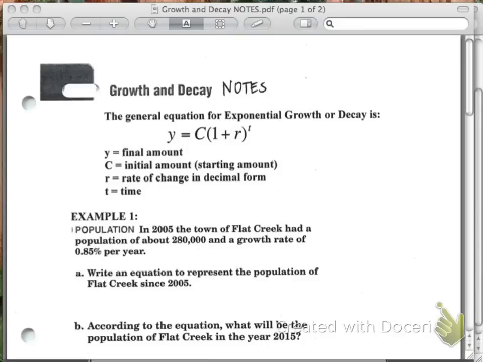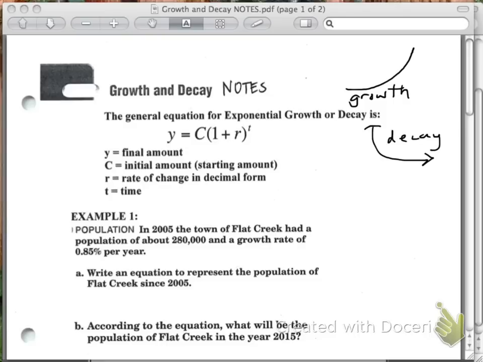Okay, we're going to talk about growth and decay. We've already talked a little bit about growth and decay. Most of you should already know at this point that if you have an exponential graph going in this direction, you're dealing with growth. If you have an exponential graph going in this direction, you're dealing with decay. Okay, that's what you already know.